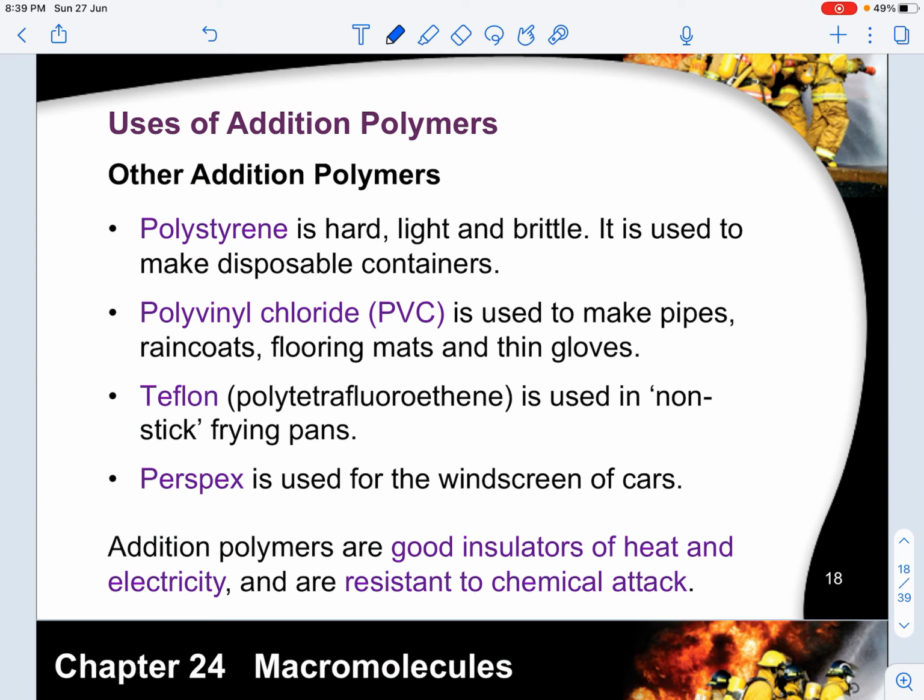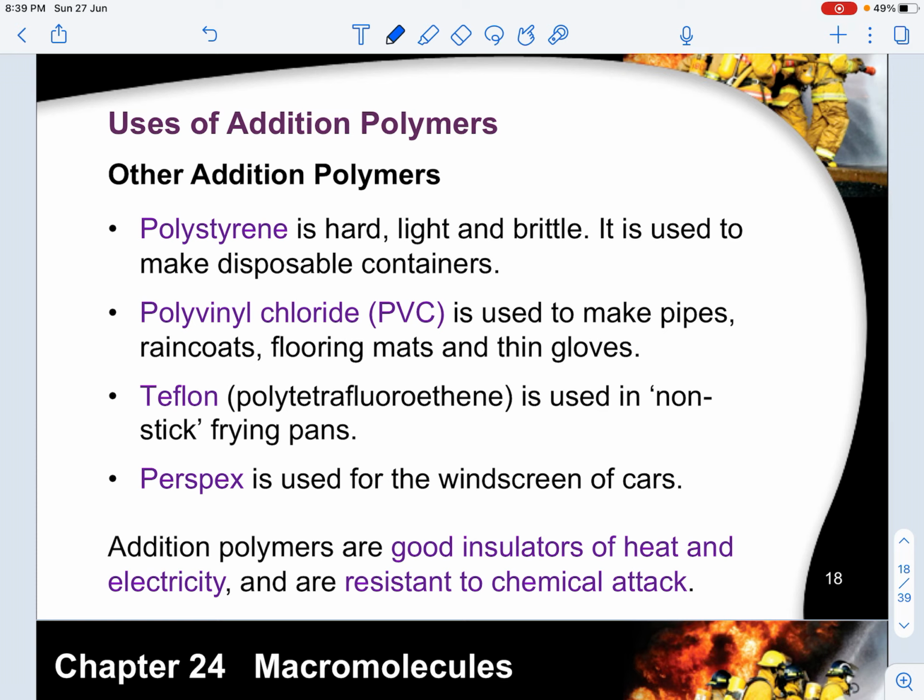Other addition polymers, you can have polystyrene. This is hard, light, and brittle, and is usually used to make disposable containers. PVC is also used to make pipes, raincoats, and flooring mats. So this one gives you a waterproof kind of feature.